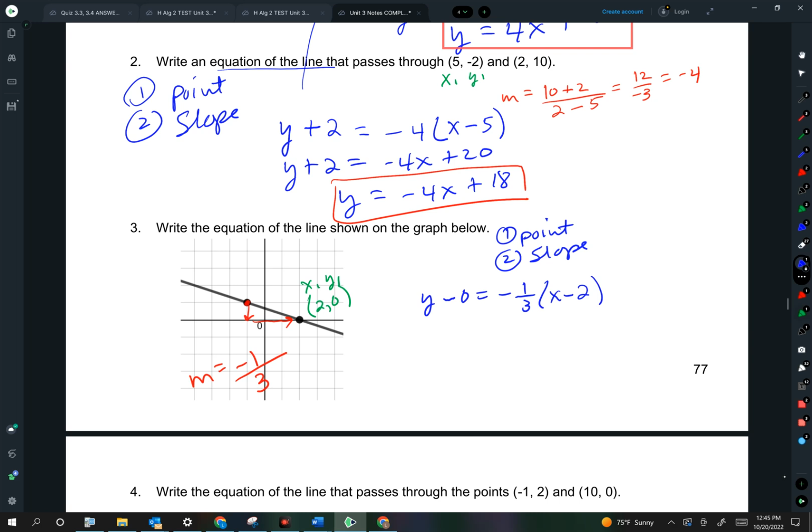And so again, there's my equation, but if I really want to make it look like mx plus b, I would solve for y, so I don't really need that minus 0. So y equals, let's just go ahead and distribute, negative 1/3 times x, and then negative 1/3 times negative 2 is going to be positive. Think of this as 2 over 1. Don't you just multiply straight across? So isn't 1/3 times 2 just going to be 2/3? So that is the equation of that line.